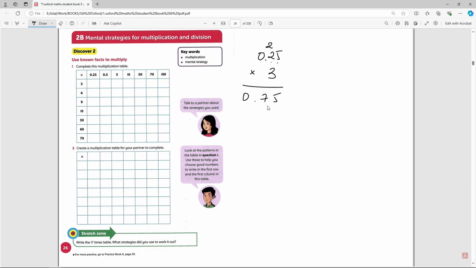If you want to escape this one, which is so easy, put 0.25 plus 0.25 plus 0.25, and then in the end you find out it's 0.75, and you put it here, 0.75. So I'm not going to solve this one, we did it.